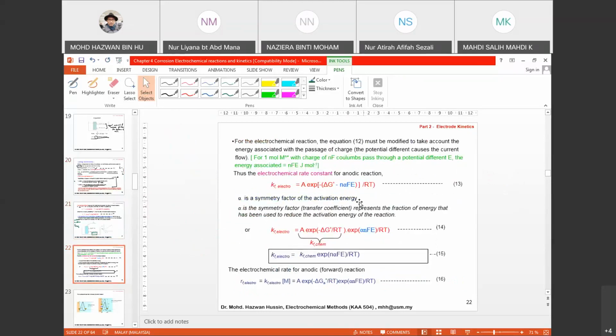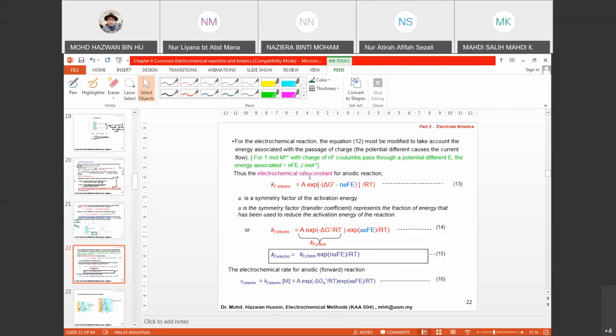Okay, and over RT. So alpha is basically a symmetry factor of the activation energy. I'll show you after this where it is. Where is alpha? Alpha is also the symmetry factor, a transfer coefficient that represents the fraction of energy that has been used to reduce the activation energy of the reaction.